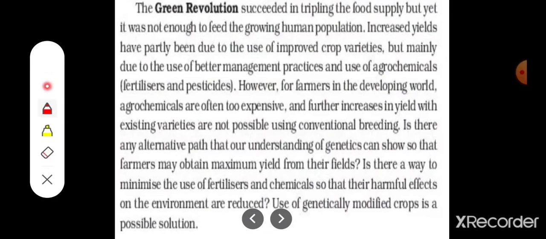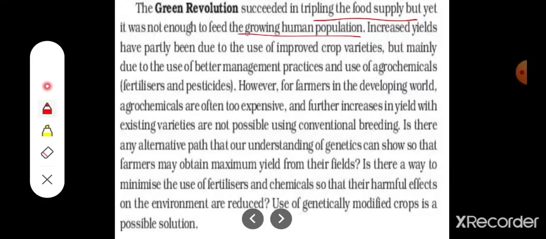So green revolution, what is this green revolution? Before some years there was a revolution among farmers, which was called the green revolution, where they started using chemical products for increasing the food supply. The green revolution succeeded in tripling the food supply, but yet it was not enough to feed the growing human population. Even after growing crops using chemicals, still the human population's need is not met.